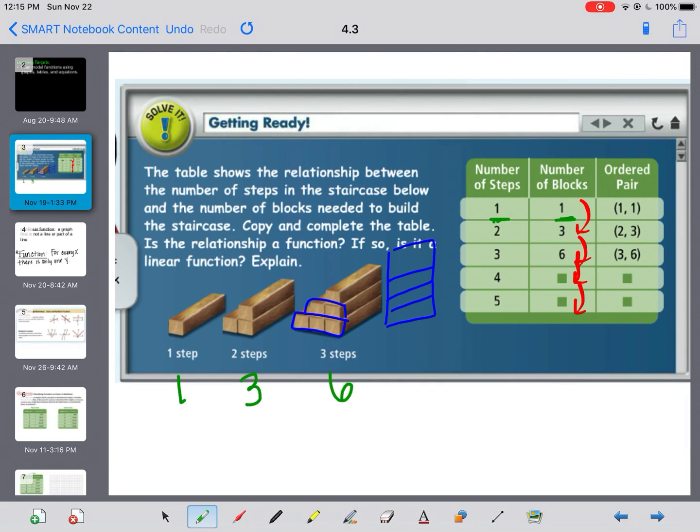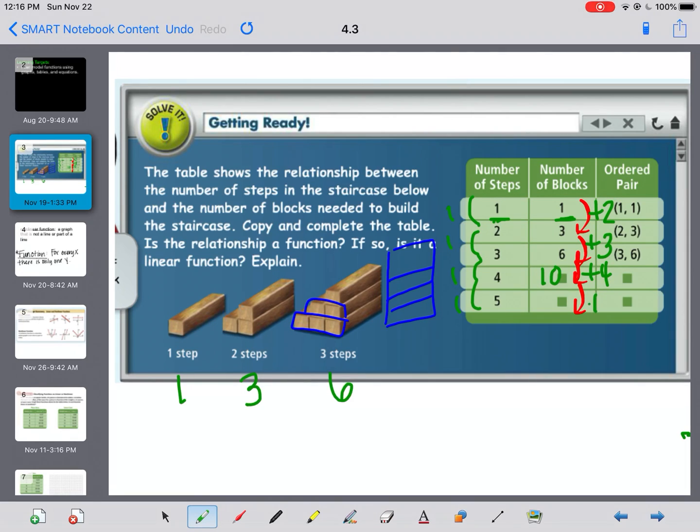So for one step, it only took one block. For 2 steps, it took 3 blocks. For 3 steps, it took 6 blocks. So we need to figure out the pattern so that we can see what 4 steps would be and what 5 steps would be. If I look at how each one of these is changing, all of these are changing by 1 because we're adding 1 step to each picture. The number of blocks, however, to get from 1 to 3 was 2 blocks. From 3 to 6 was 3 blocks.